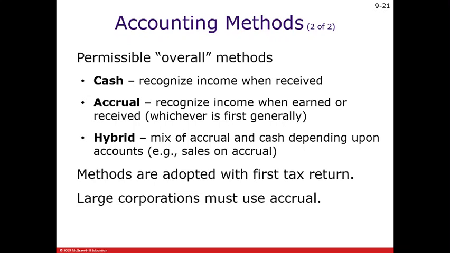And then, like I say, you may be able to use what's called the hybrid method. And so certain items are accrual and certain items are cash. And so if it's accrual, you use the accrual method. If it's cash, use the cash method.